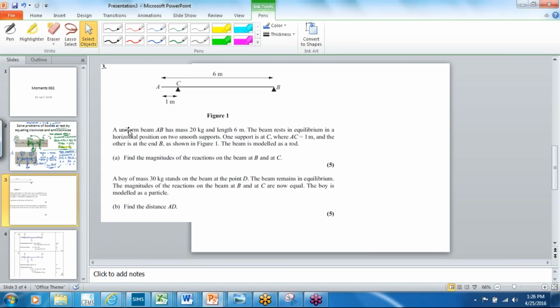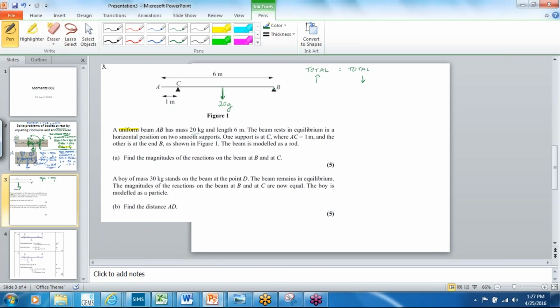A uniform beam. So uniform beam, when you see uniform, it means that the mass is acting exactly halfway along the beam. So at the 3 meter mark, you've got an arrow down, a force down due to weight of 20 kilograms. So this is going to be 20 G, Newtons, acting down. You could turn it into 9.8 times 20 if you like, but let's leave it as 20 G. The beam rests in equilibrium, so that clockwise equals anti-clockwise. Total up equals total down.